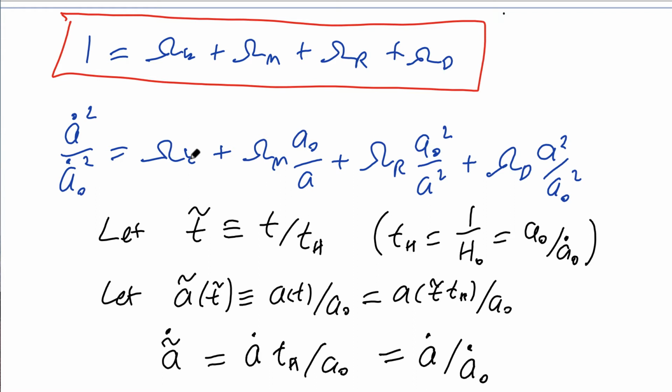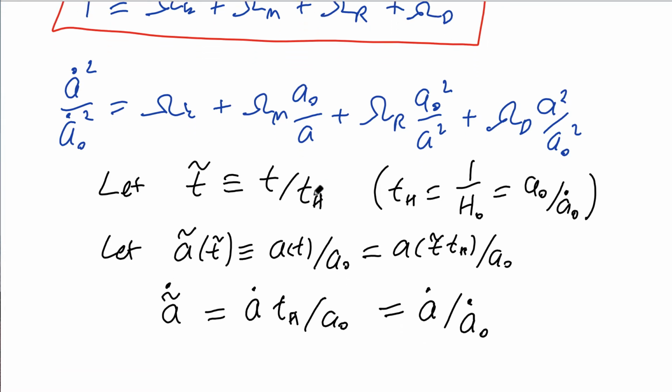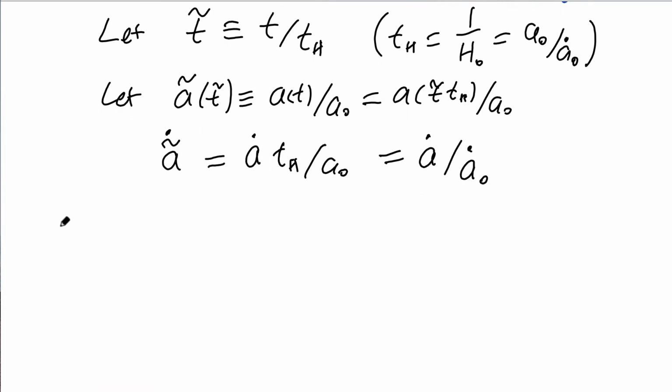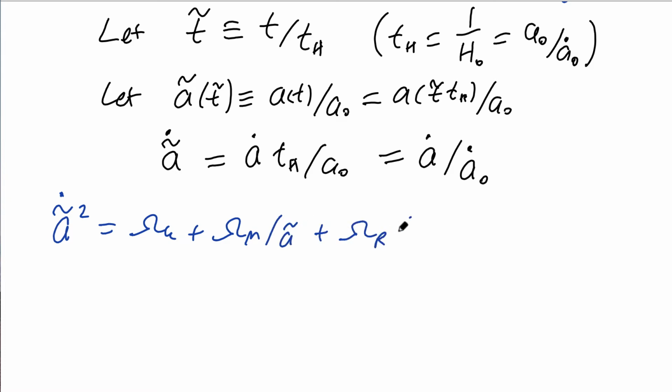Using these results, we can rewrite the Friedmann equation. So the left-hand side is just a tilde dot squared. This factor, a0 over a, is just 1 over a tilde, and so forth. So what we obtain is a tilde dot squared equals omega k plus omega m divided by a tilde plus omega r divided by a tilde squared plus omega d times a tilde squared. Now, one of the nice features of these rescaled variables is that a tilde at the present time is just equal to 1.